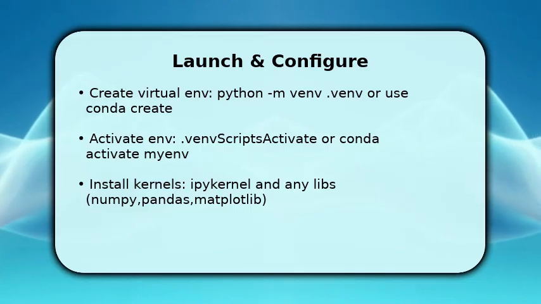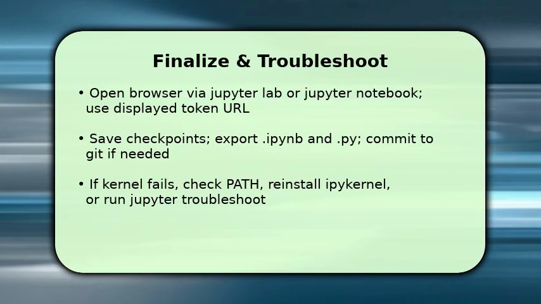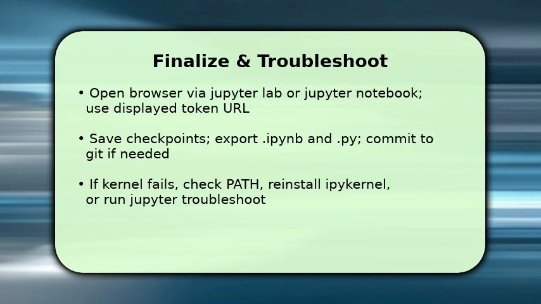You finish by launching Jupyter and verifying the kernel's run cell code without errors. Use the token URL printed in PowerShell or click the automatic browser tab, then create a new notebook and test imports. Save often and export when finished.